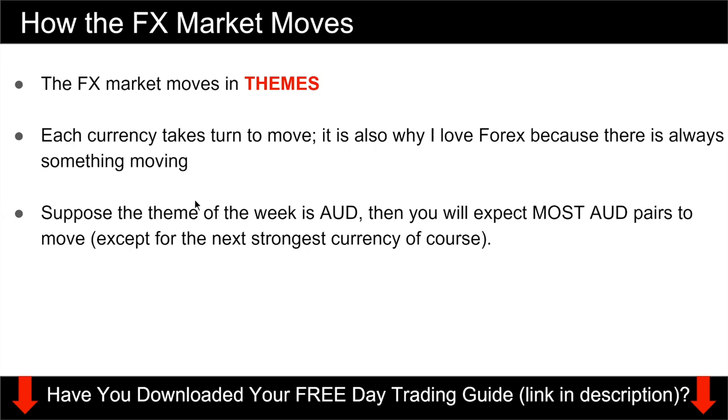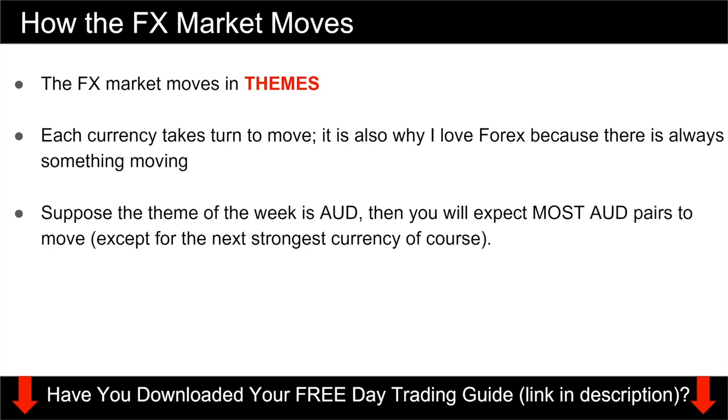Okay, so I have an example over here. Let's say the team of this week is Aussie. Let's say Aussie is strong. Now, if Aussie is strong, then you expect most Aussie pairs to move. Okay, it can be your Aussie dollar, your Aussie yen, Aussie cad, Aussie kiwi, and so on and so forth. You expect most of it to move, except for, of course, the next strongest currency.